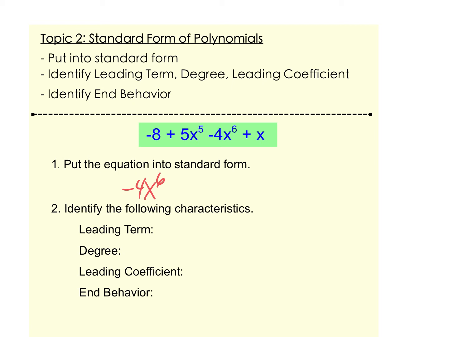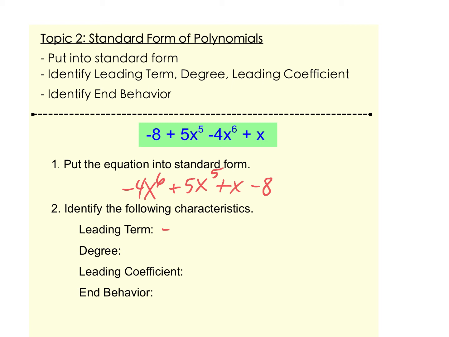Next, after the -4x to the 6th, what's next? Then it'd be the positive 5x to the 5th. Yep, and then what's next? Then the positive x. And then what's next? -8. You got it.